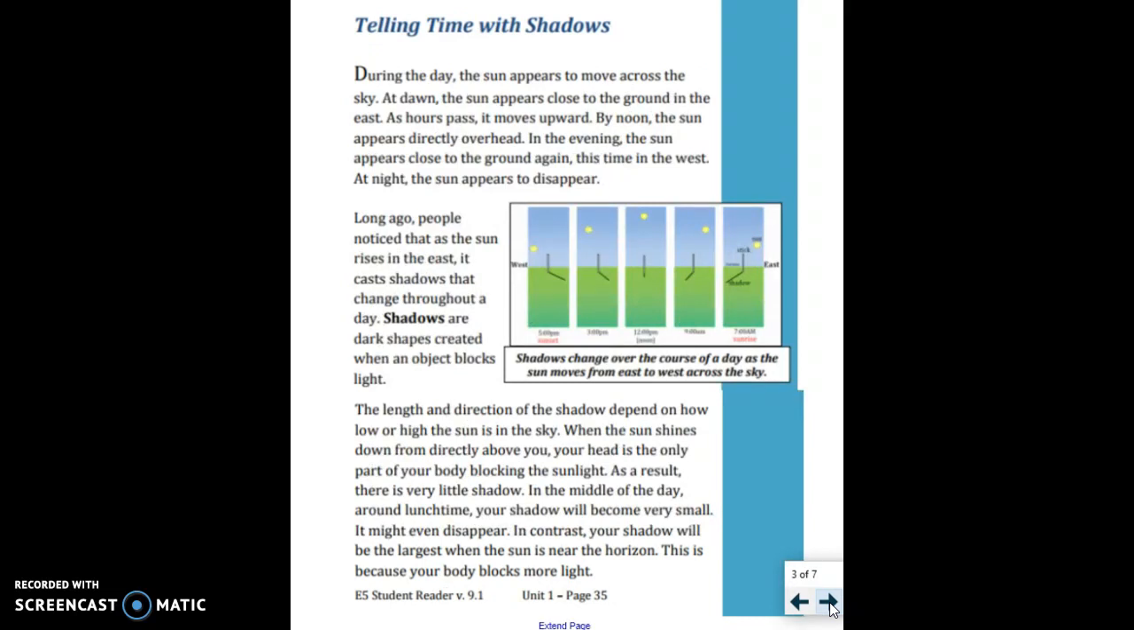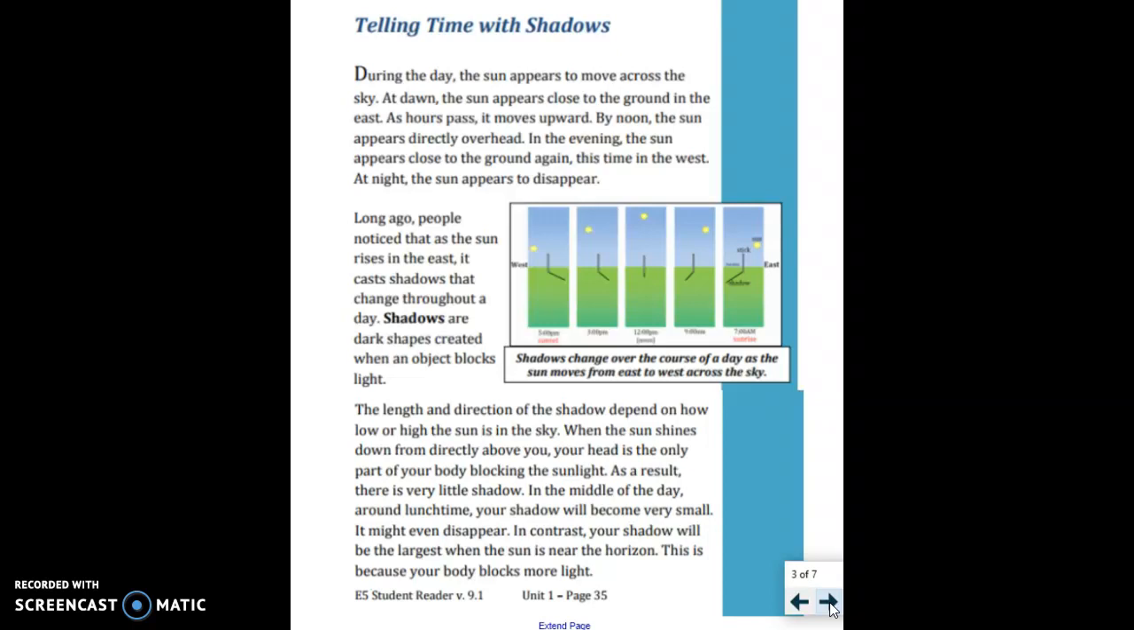Telling time with shadows. During the day, the sun appears to move across the sky. At dawn, the sun appears close to the ground in the east. As hours pass, it moves upward. By noon, the sun appears directly overhead. In the evening, the sun appears close to the ground again, this time in the west. At night, the sun appears to disappear.